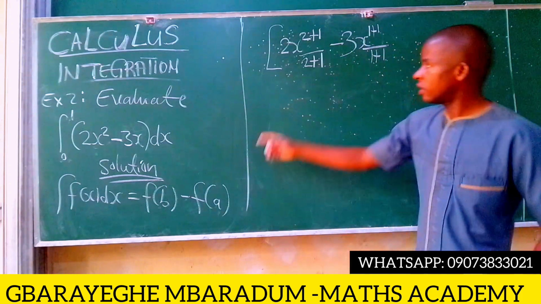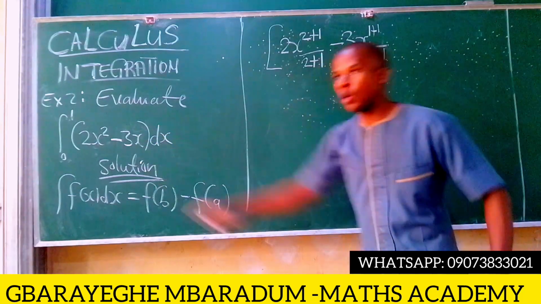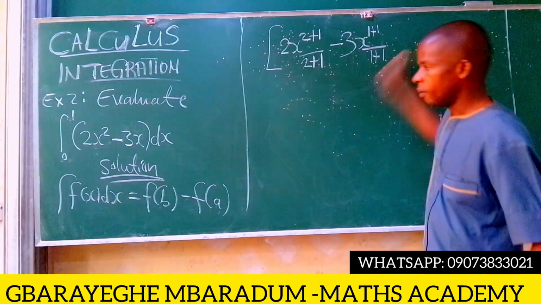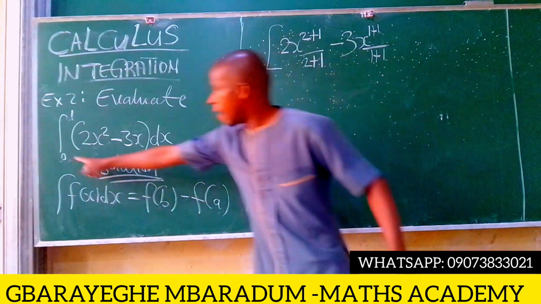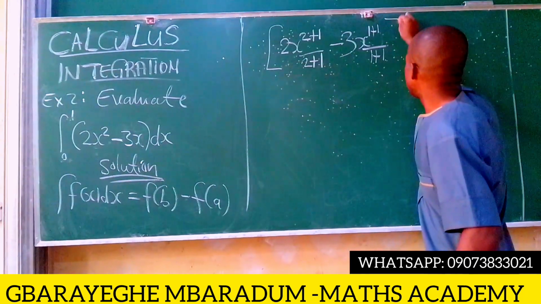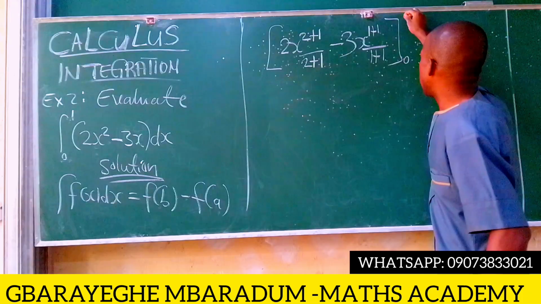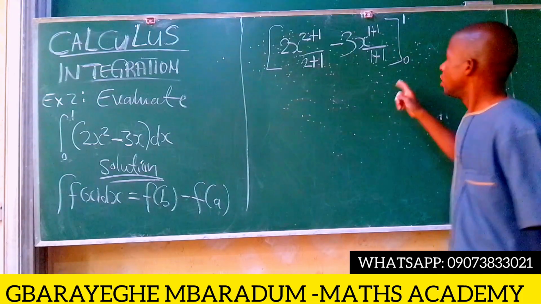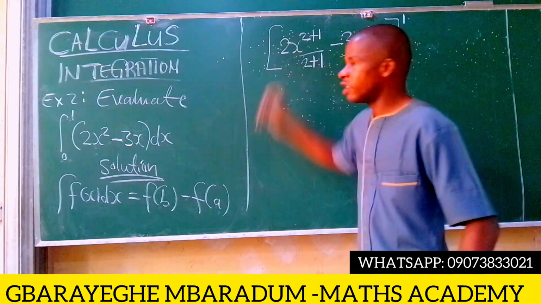Now, you know that this is definite integration. We are not going to add plus c, because it has a bar, which is from 0 to 1. So we just close it and put our bar, which is 0 to 1. Now, at this point, let's expand it.